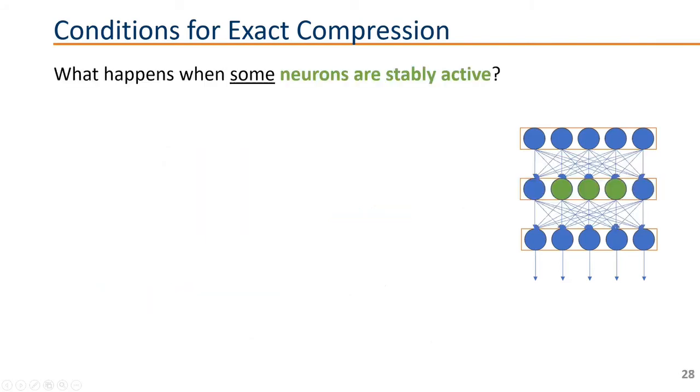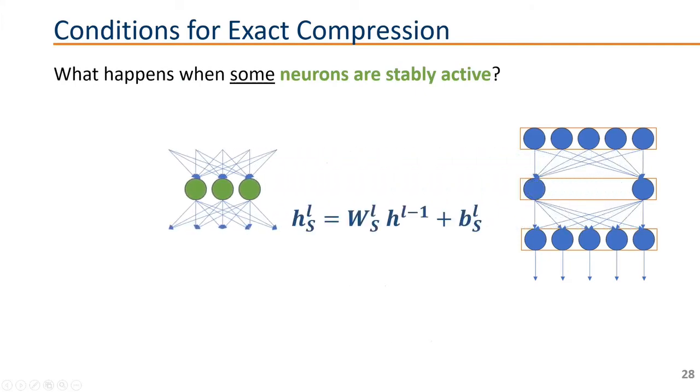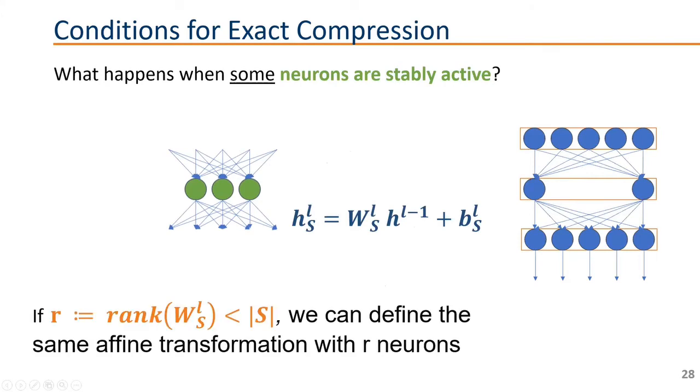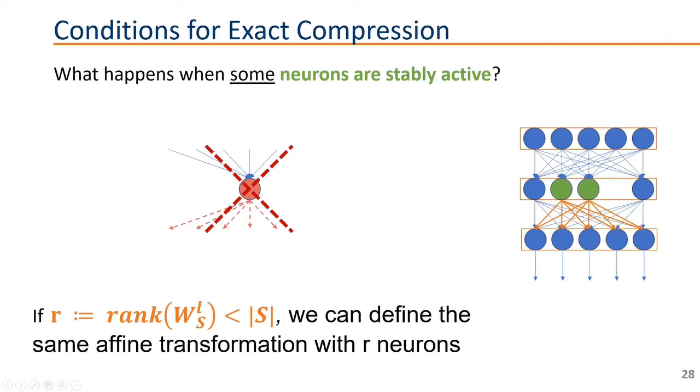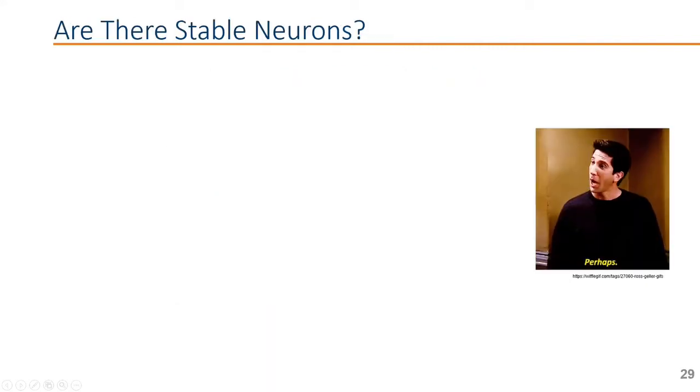Now, we may also have a situation where some neurons are stably active, not all of them in the layer. In a case like that, we have a local linearity here. And if it happens that the rank of the submatrix of those weights is smaller than the number of neurons involved, we know that there's some linear dependency between the outputs of these neurons, and we can potentially, by changing the parameters of the affine transformations using them, remove at least one of them, for example. We can get rid of the rank deficiency by doing that.